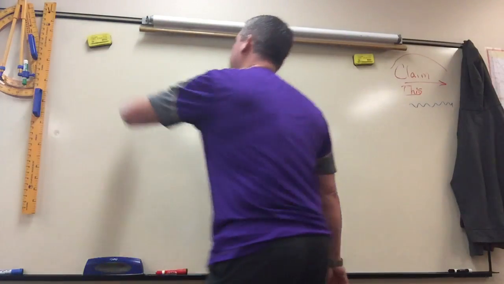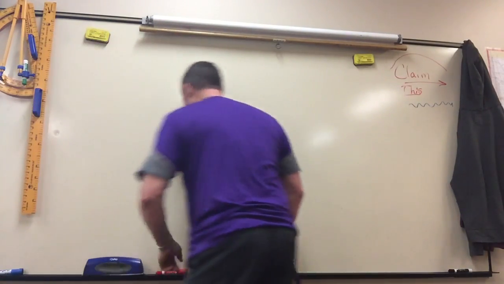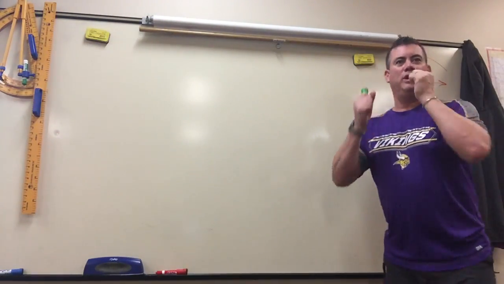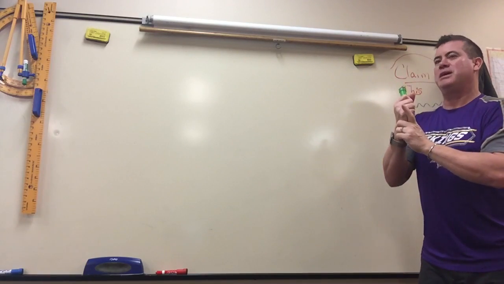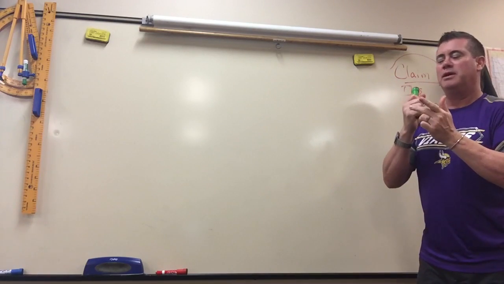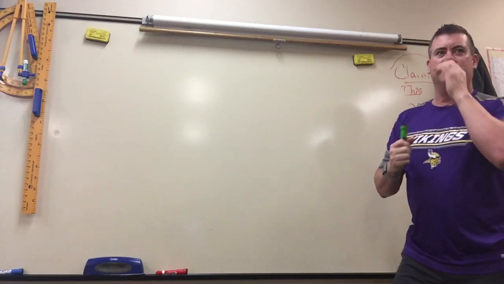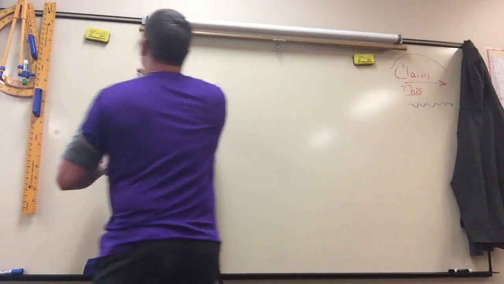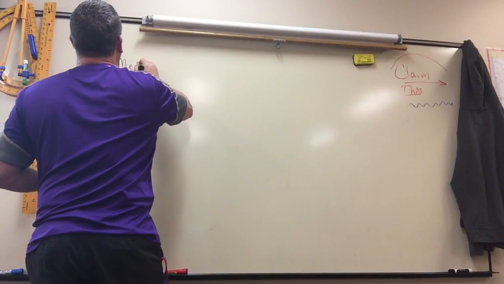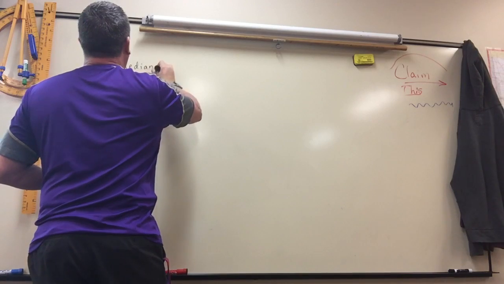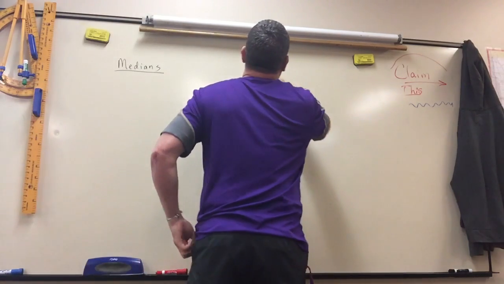All right, today's is similar to yesterday's. We did perpendicular bisectors, angle bisectors, and I mentioned there's two more. There's altitudes and medians. So it's the same kind of idea. It has to do with triangles.